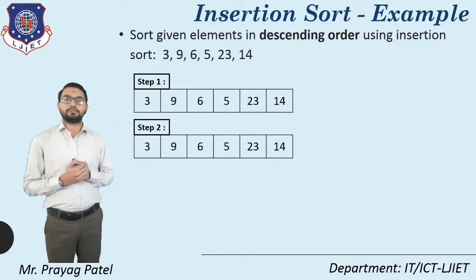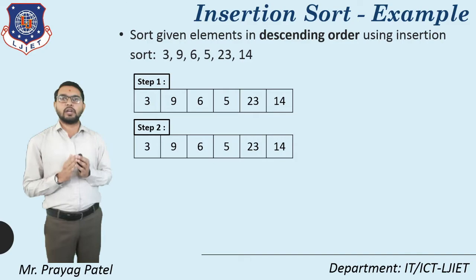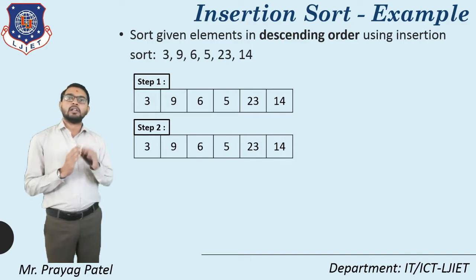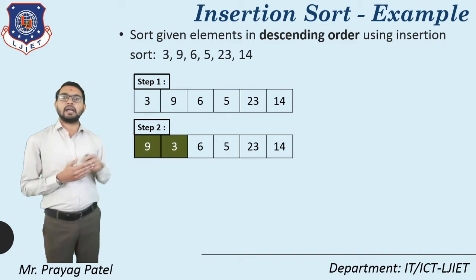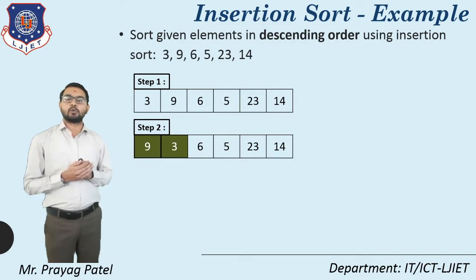Now step number 2. In step number 2, we can start the process from location number 2, because in step number 1, the value 3 is already sorted. Now in the second step, consider the values 3 and 9. In descending order, first we put 9, then 3. So that's why we swap these first two elements. So after step number 2, your values are 9, 3, then 6, 5, 23 and 14.